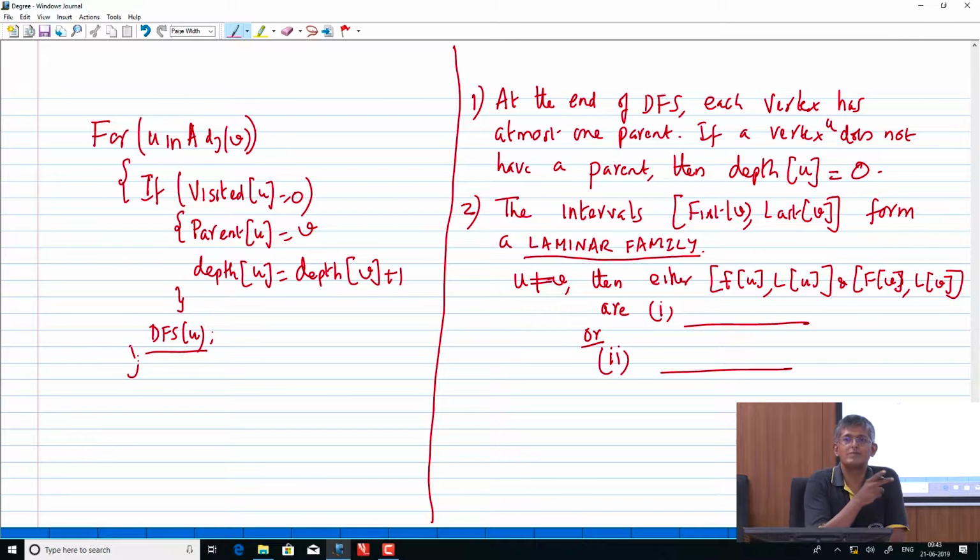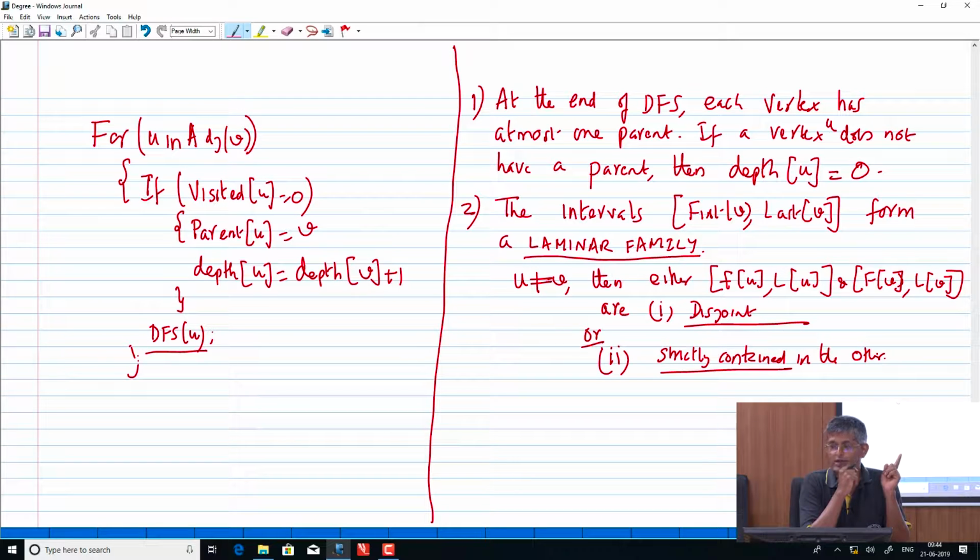Okay. So, either disjoint or? Exactly. A sub interval of the other. It's not just intersect. So the two intervals are either disjoint, or one is strictly contained in the other. By this I mean they don't share even a common point. The two intervals do not share a common end point.